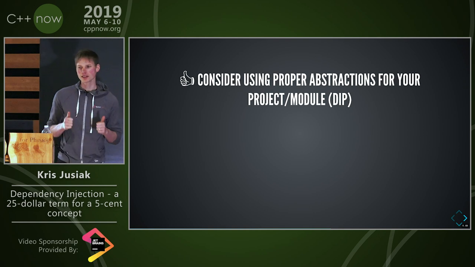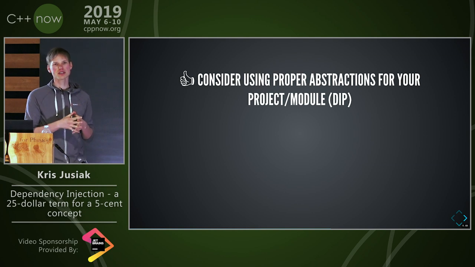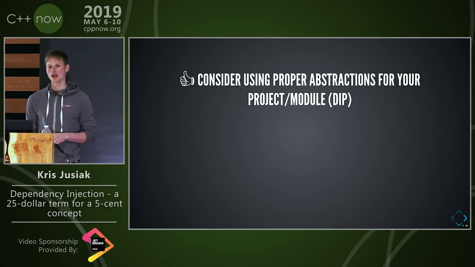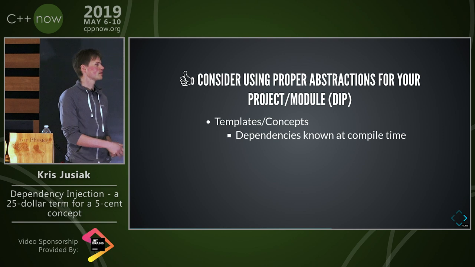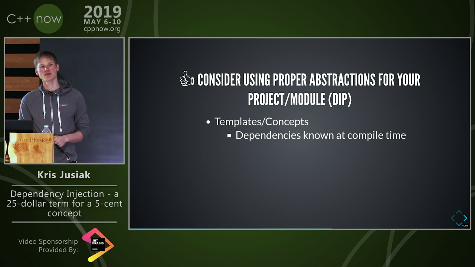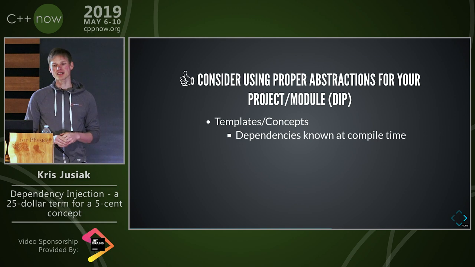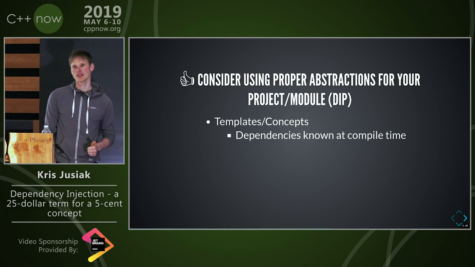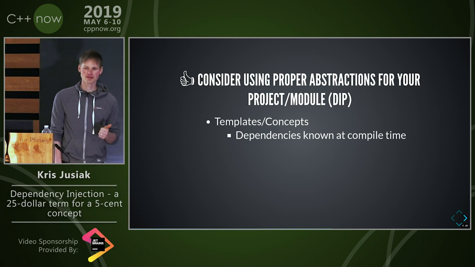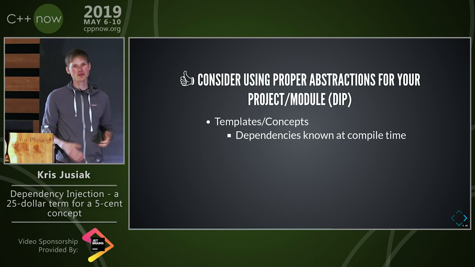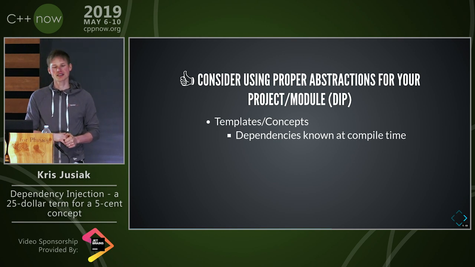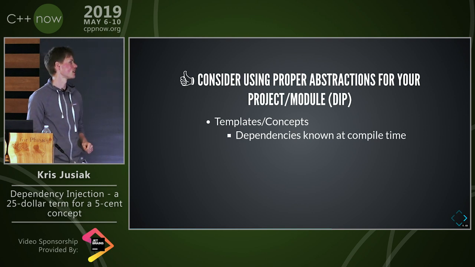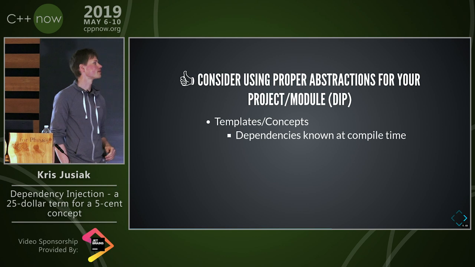So as a good practice, I would say considering proper abstractions for your project is a good thing. For example, templates, concepts. If you know the dependency at compile time, just go for it. It's C++. That's what we care about, right? Zero overhead abstractions are always good, and following them is a benefit from the performance perspective. It might not be a benefit from compile time perspective or reading perspective, but it's also C++. You deal with it as you can.